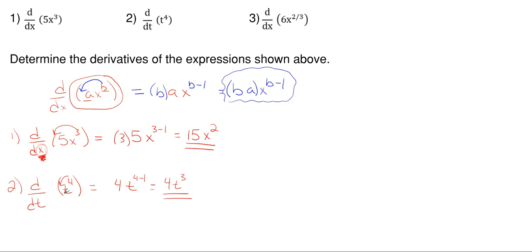So don't let this trick get you tripped up just because there's no constant there. If there's not a constant shown in front of our variable, it's 1. The a value is 1.